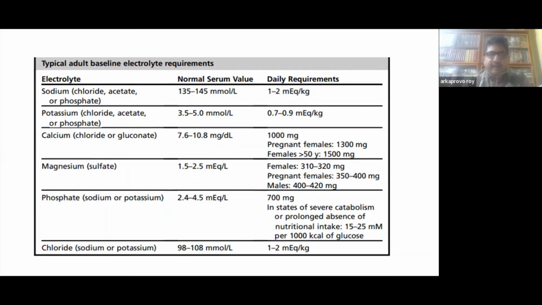Calcium 7.6 to 10.8 milligram per dl. Magnesium 1.5 to 2.5 millimole per liter. Both calcium and magnesium requirement increases in case of pregnant females. Phosphate is 2.4 to 4.5 millimole per liter. Chloride is 98 to 108 millimole per liter. These are the basic electrolytes that are required for cellular function, and that should be maintained properly in the postoperative period.